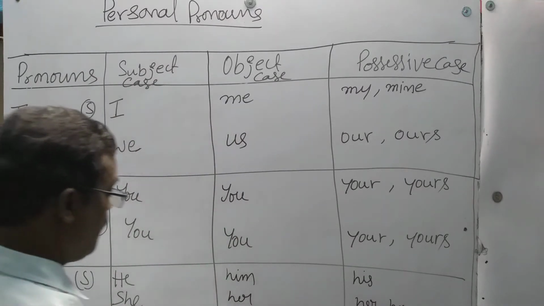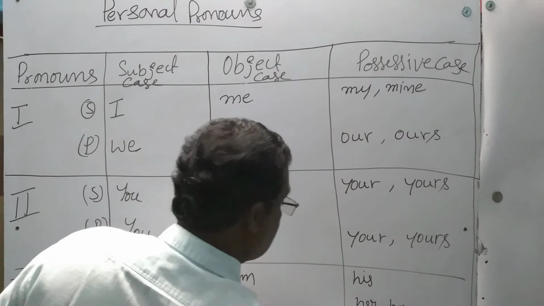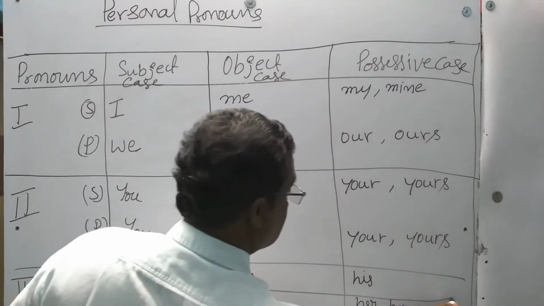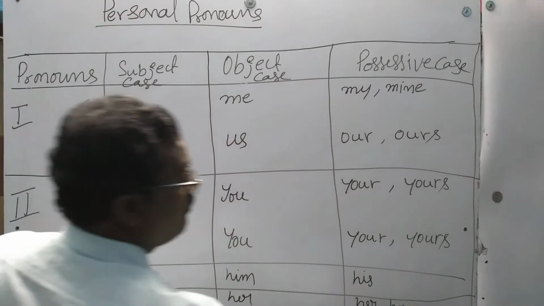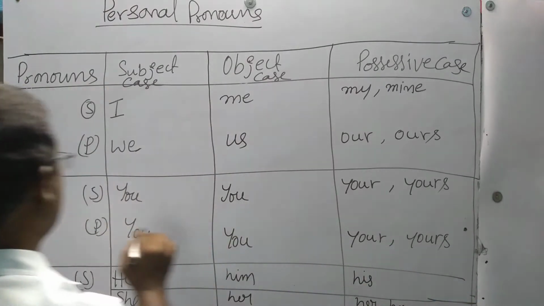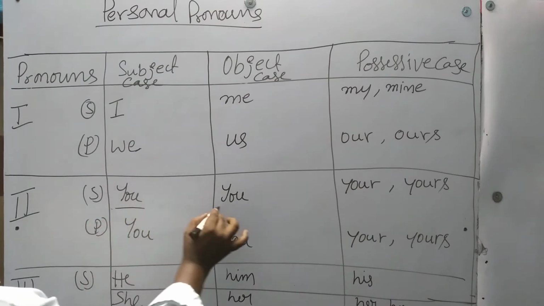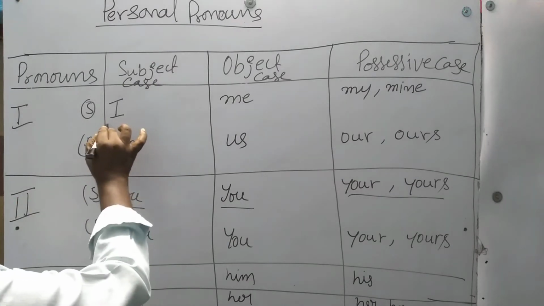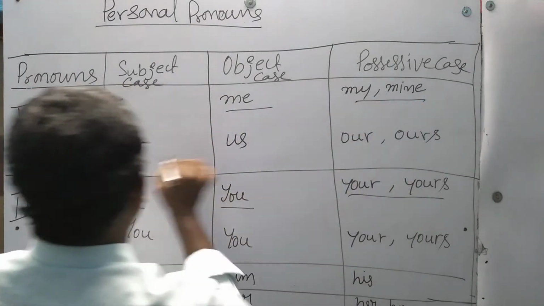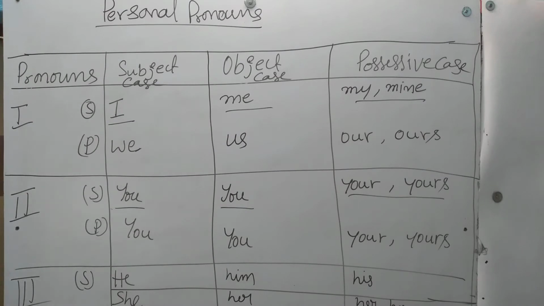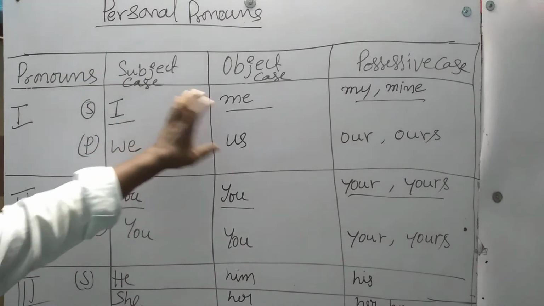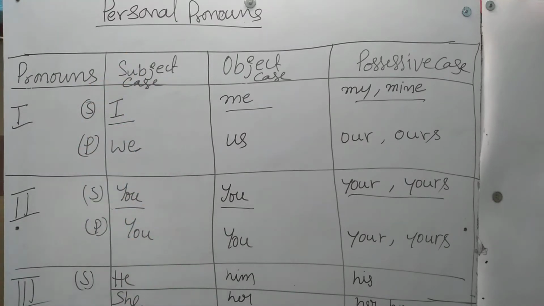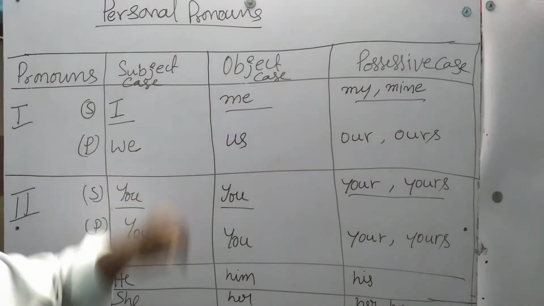Now we can separate like this: subject case, possessive case, object case under possessive case. Now here also this is singular, these are plurals. Here singular plural same only, but here this is singular, these are plurals. Now these are the three cases of personal pronouns. The usage of all these pronouns we are going to learn one by one.